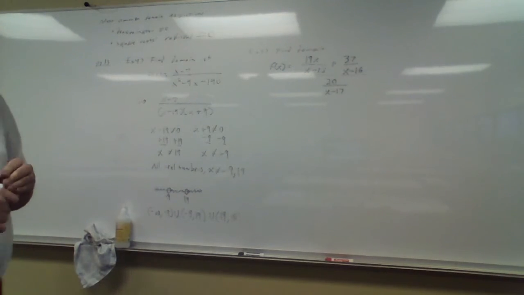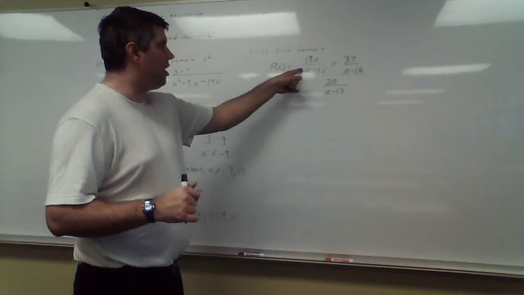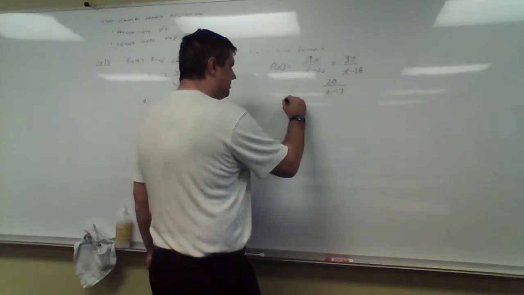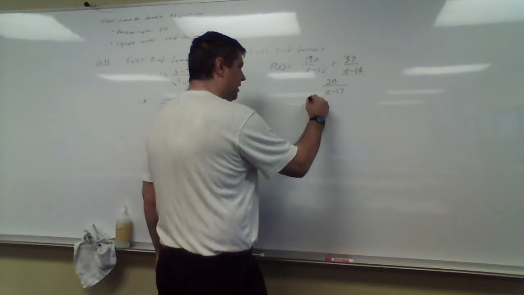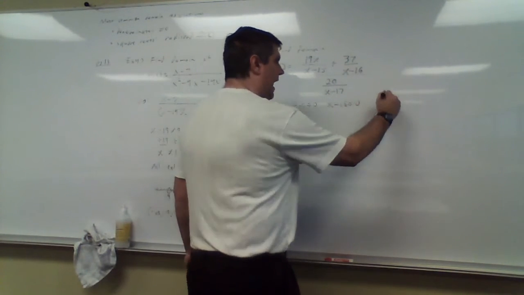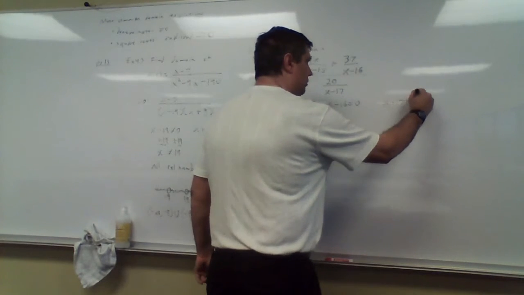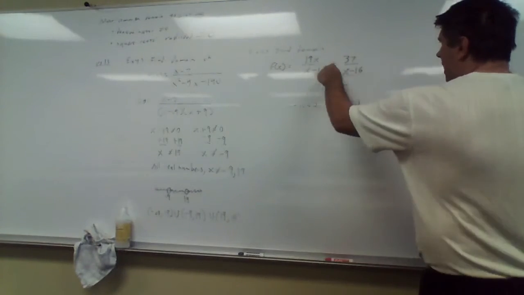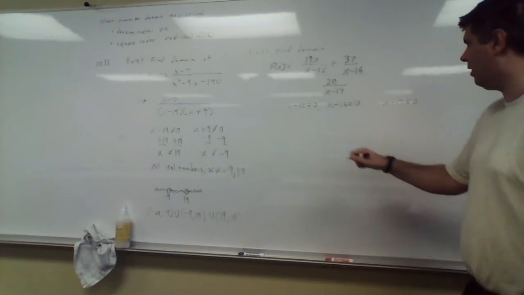Example 5 on the board as well. Remember, no denominator in any part of the function can equal 0. So x minus 15 cannot equal 0. X minus 16 cannot equal 0. And x minus 17 cannot equal 0. All three of those things must be true. None of these denominators can equal 0.